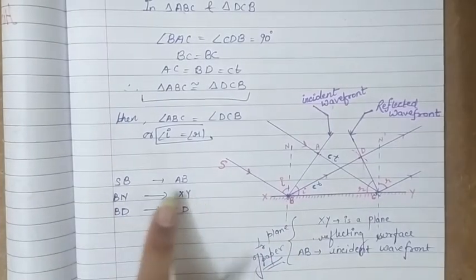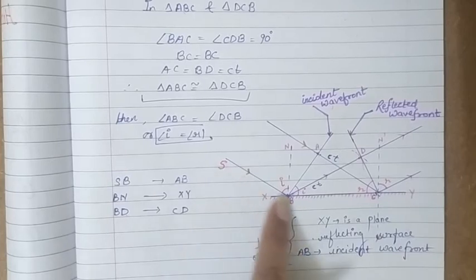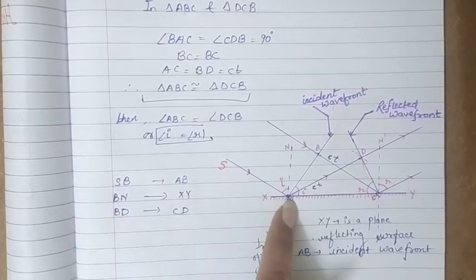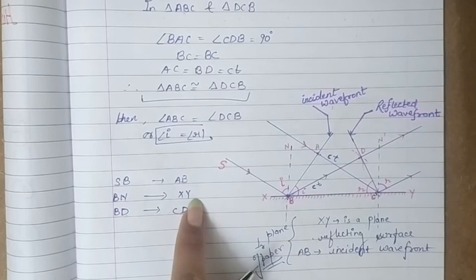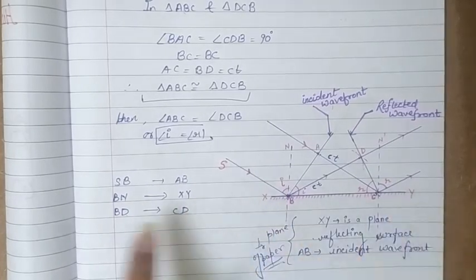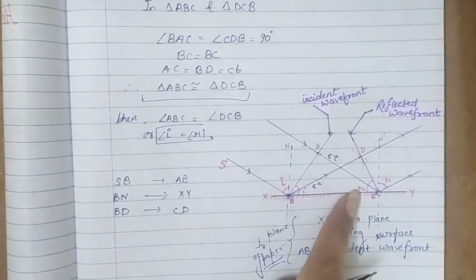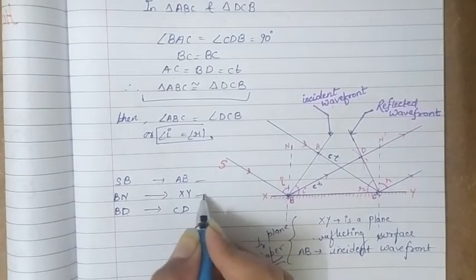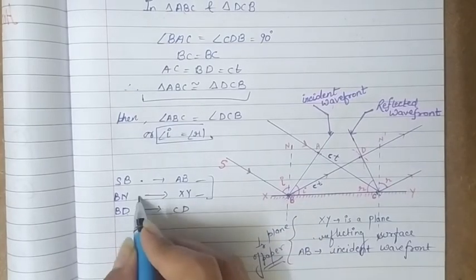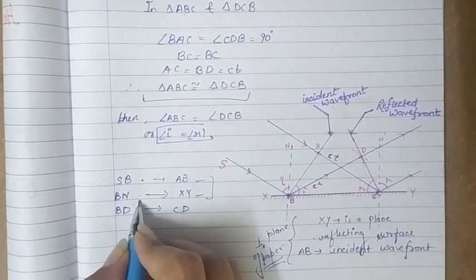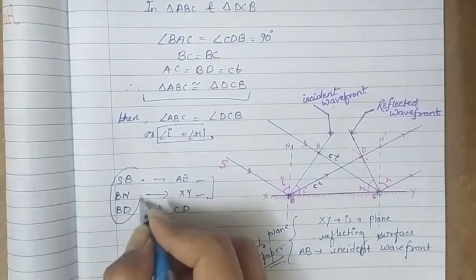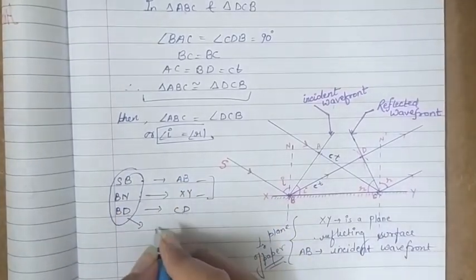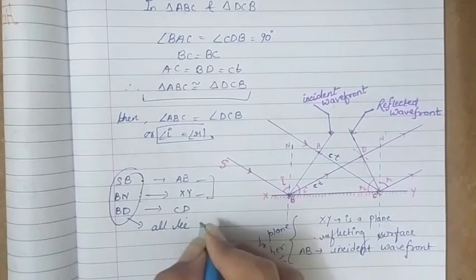So SB is perpendicular to AB, because it is a ray and this is a wavefront, and we know that a ray is a line normal to the wavefront. BN is perpendicular to XY, the normal to the plane XY. BD is perpendicular to CD. From this we can conclude that these all lie in the plane of paper, because AB and XY are perpendicular to the plane of paper, and these three lines are perpendicular to them respectively. That means these all lie in the plane of paper.